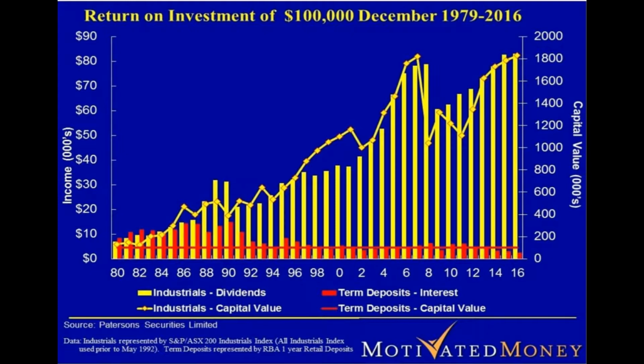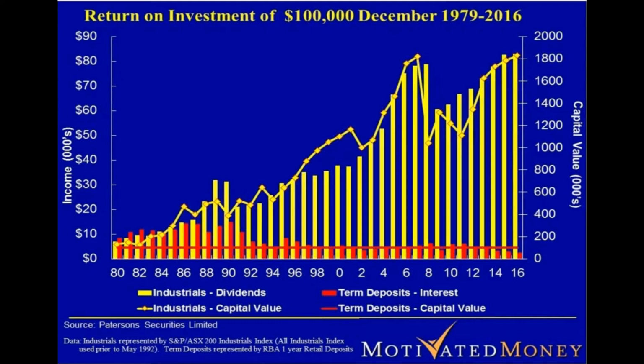If we compare and contrast that with investing $100,000 in industrial shares over the same period, we see a very different story. You'll notice that the trade-off for investing in industrial shares versus term deposits is the volatility of the investment. The volatility of the investment refers to the ups and downs on a daily basis of the price of industrial shares. You can see from 1980 to 2016 that the yellow line of average is jagged, which shows the ups and downs of the share market.